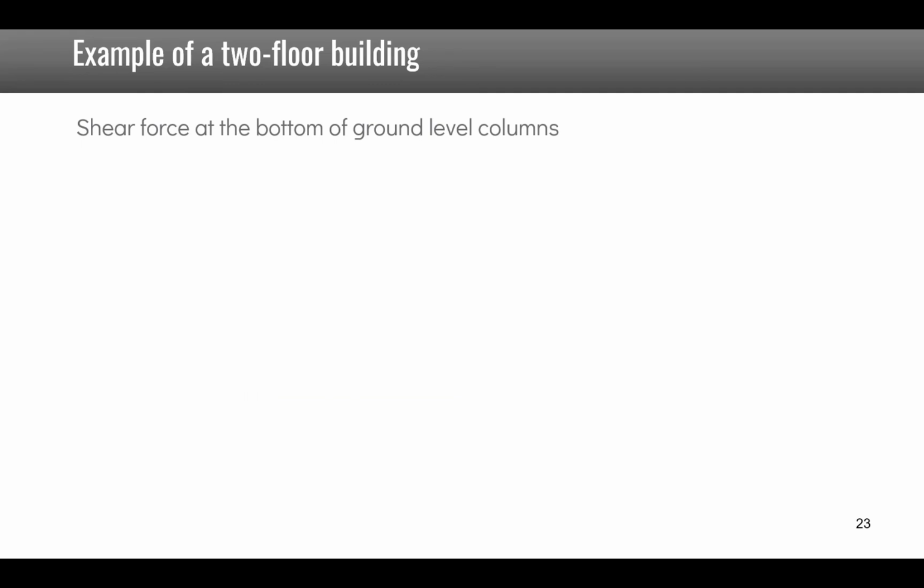We can also evaluate the shear force at the bottom of the ground level columns. The shear force is given by 2K times the relative displacement between the ground and the first level. This is given by Z max, the modal amplitude of displacement, times the mode shape at level 1. So this is the relative displacement of level 1.